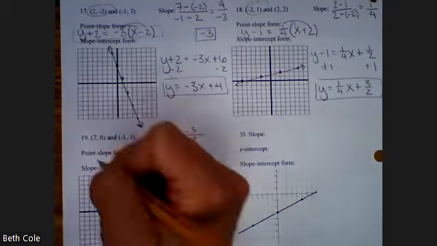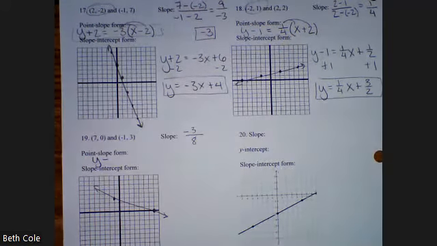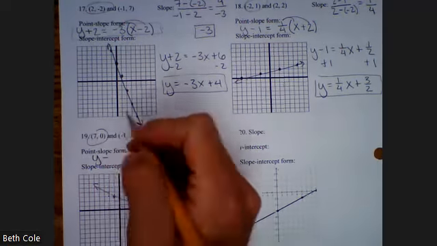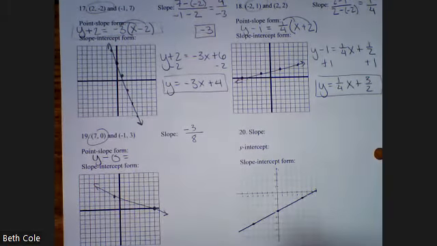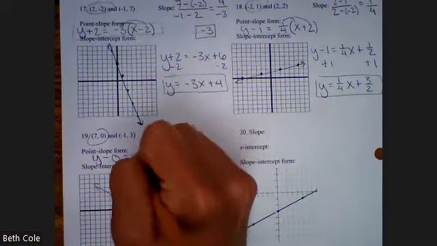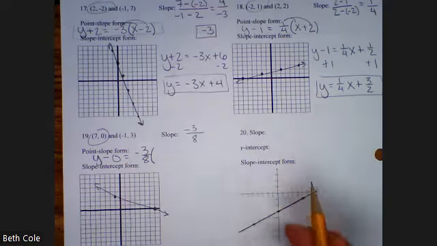All right, so point slope form, it would be y minus what? 0, which is fantastic. Y minus 0 equals -3/8. That's your slope, in parentheses.